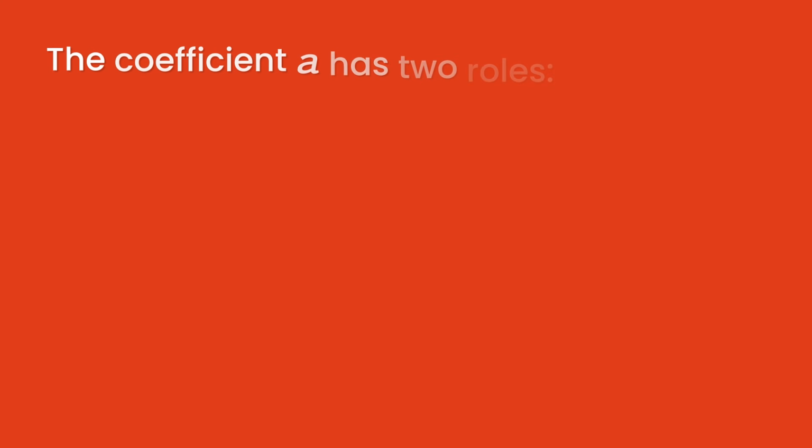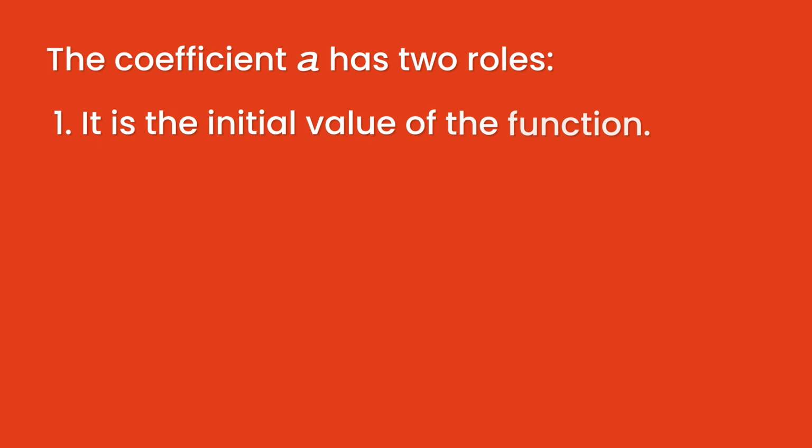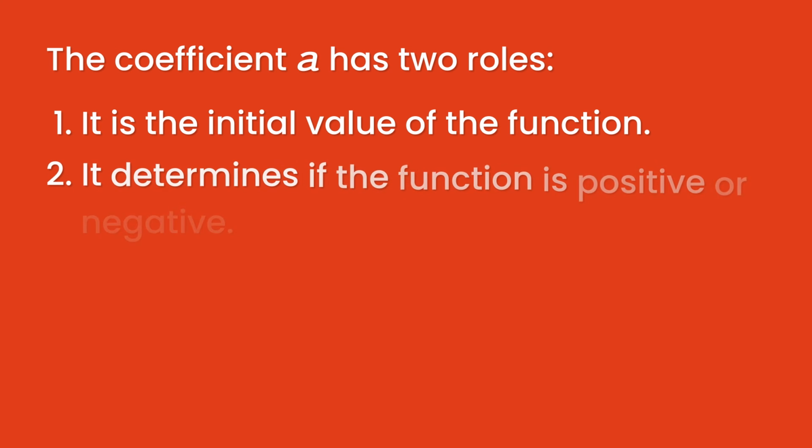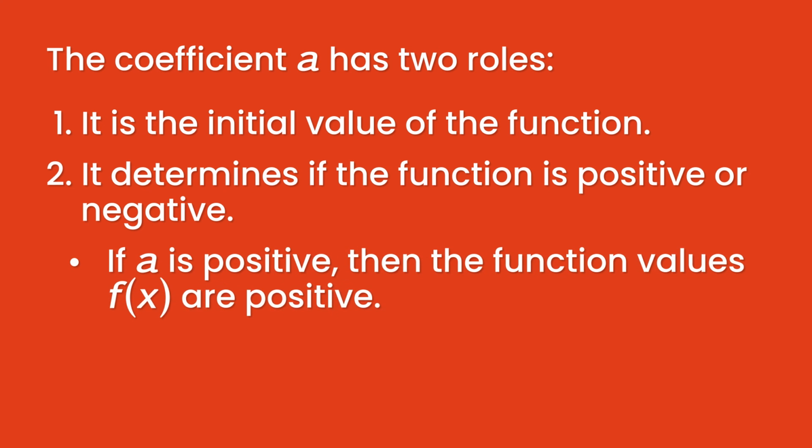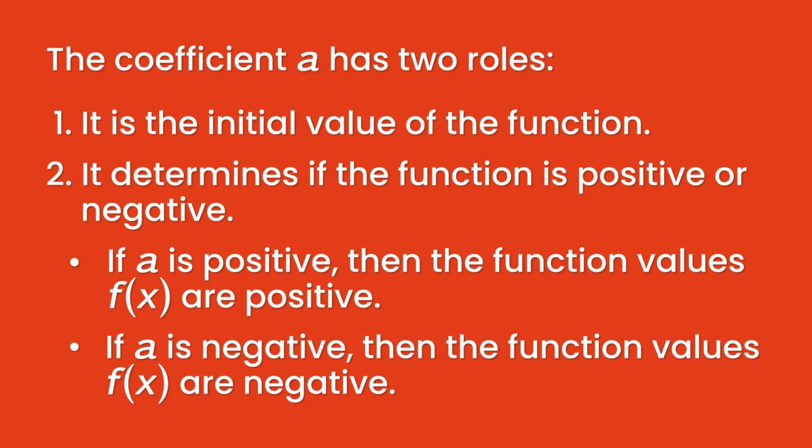The coefficient a has two roles. 1. It is the initial value of the function. 2. It determines if the function is positive or negative. If a is positive, then the function values f of x are positive. If a is negative, then the function values f of x are negative.